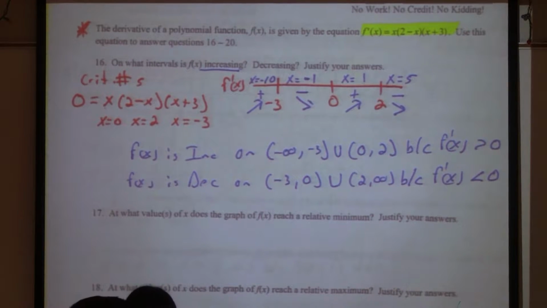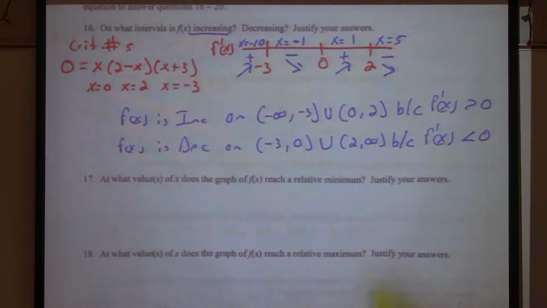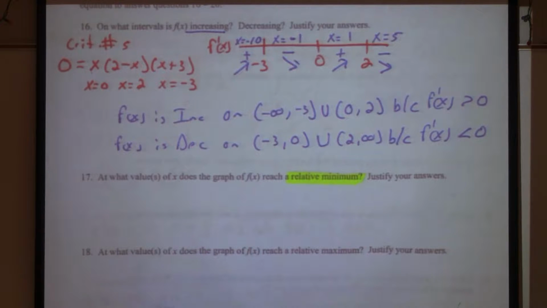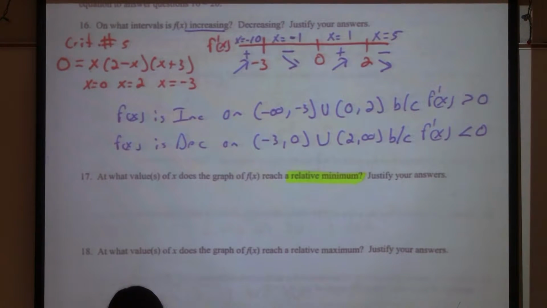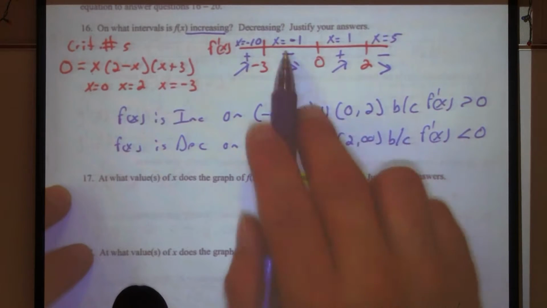17. Where does the graph have a relative min? Okay, so where would it have a minimum? At 0, right? You can see that the curve is going to go back up, right?